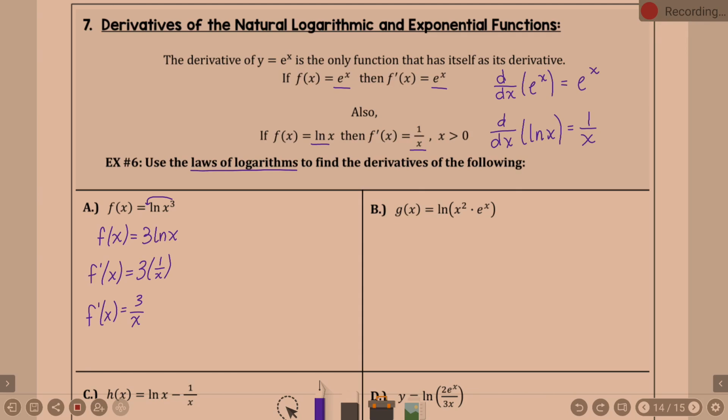So, multiplication inside a log can be rewritten as 2 logs being not multiplied, but added. Okay, this is one where multiplication and addition go together. So multiplication within a log can be rewritten. So this is the natural log of x squared plus the natural log of e to the x.